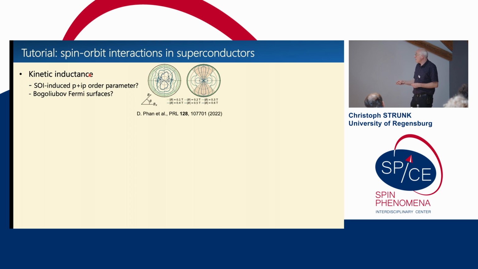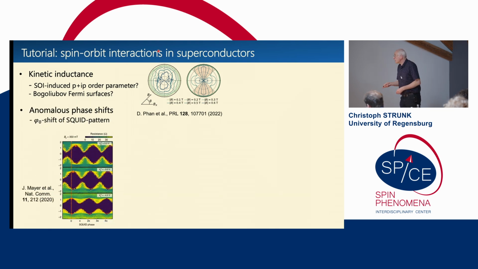And what was found here in this paper by the group of Andrew Higginbotham was that the inductance develops some interesting directional dependence, which can be traced back to a spin-orbit interaction. Another example, something that I will address also in this talk, is that you can actually produce Josephson junctions with an additional phase shift.